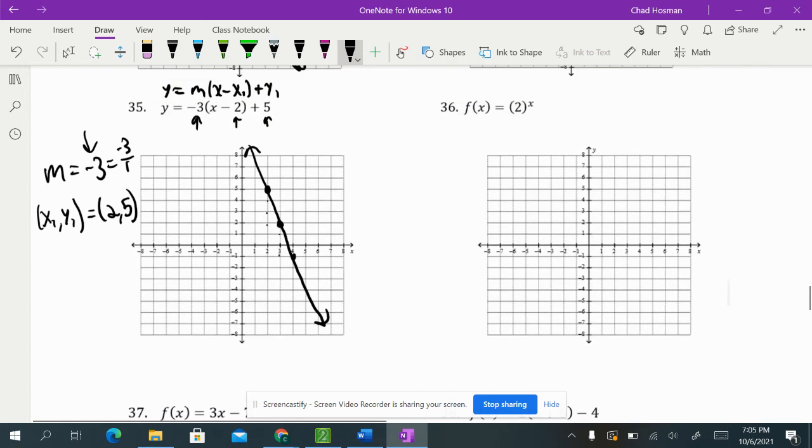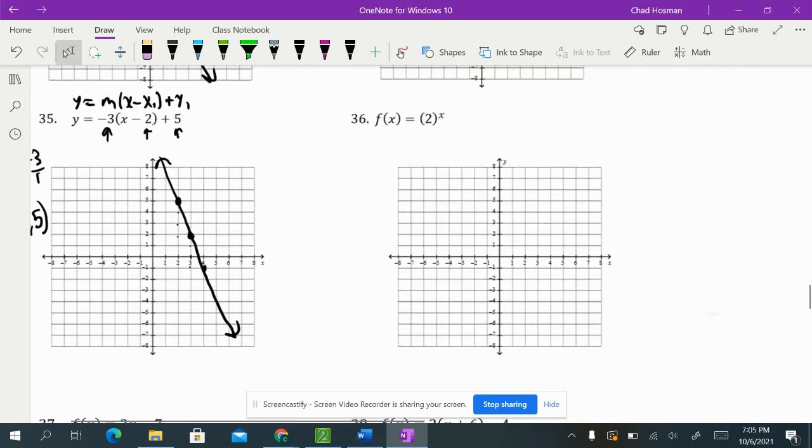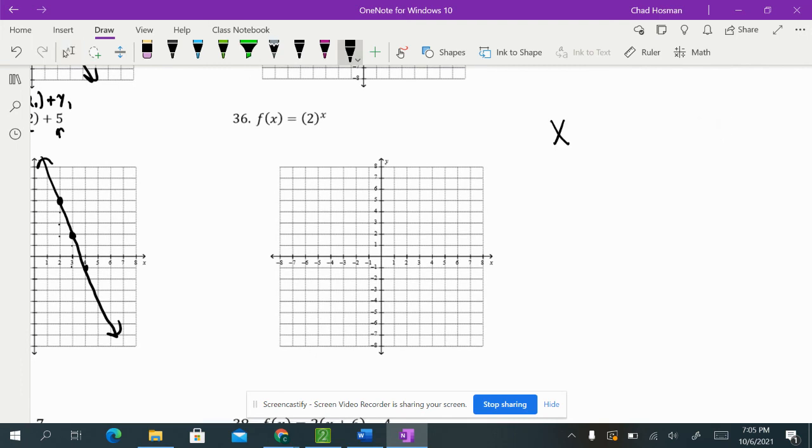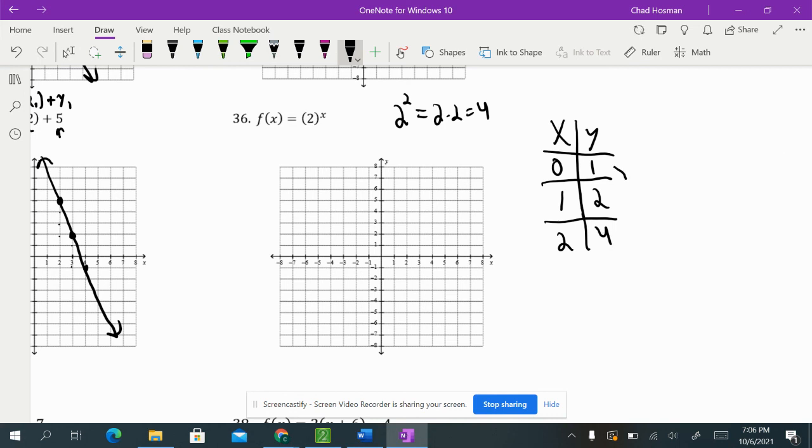All right, number 36 is an exponential. And for exponentials, we know it's best to make a table. Right? So if we have 0 in for x, that would be 2 to the 0 power. We know anything to the 0 power is 1. When x is 1, so it would be 2 to the first power, we know y would be 2. When x is 2, that would be 2 squared, right? That would be 2 times 2, which we know is 4. We can kind of see the pattern forming here, where we're being multiplied by 2 each time.